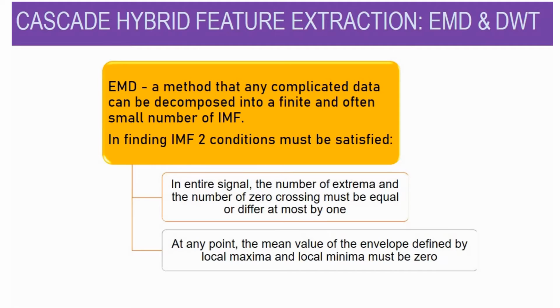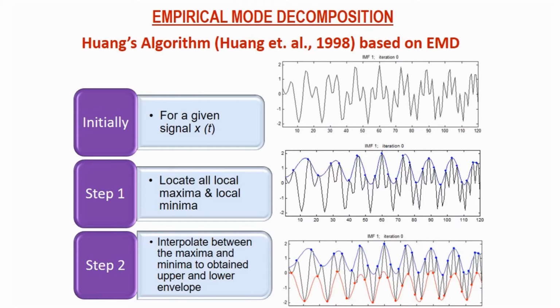It is a method by which any complicated data can be decomposed into a finite and often small number of intrinsic mode functions. So in finding intrinsic mode functions, 2 conditions must be satisfied. The first one, in the entire signal, the number of extrema and the number of zero crossings must be equal or differ at most by 1. And the second condition is, at any point, the mean value of the envelope defined by local maxima and local minima must be 0.